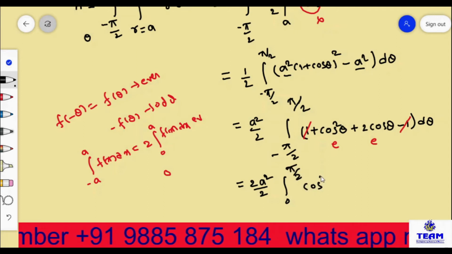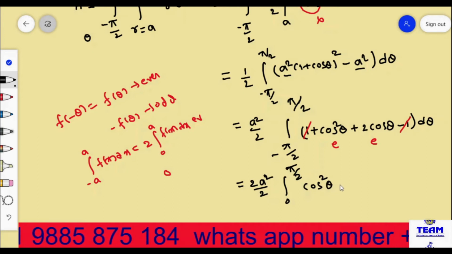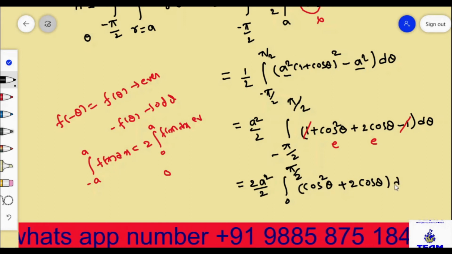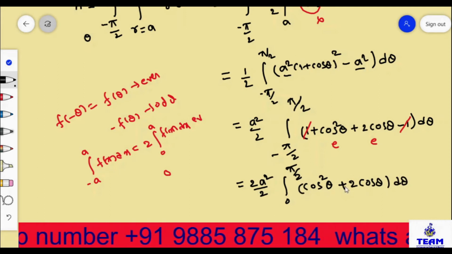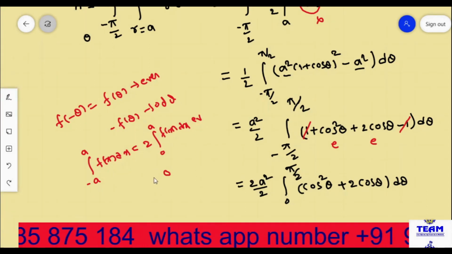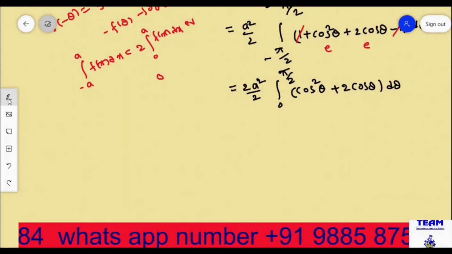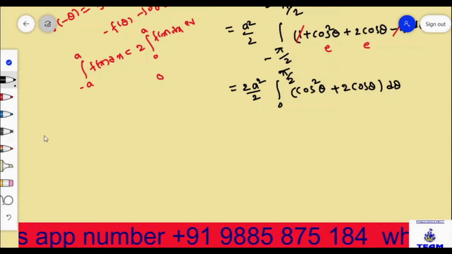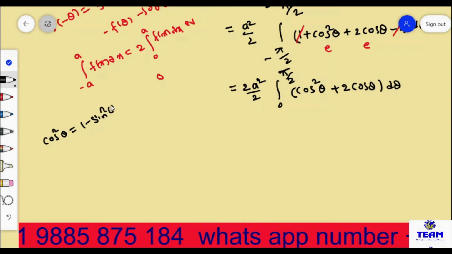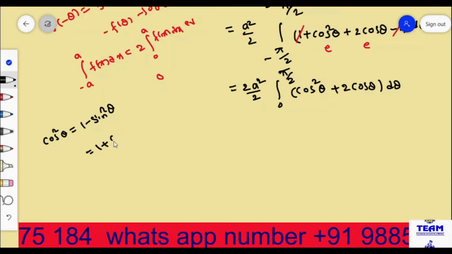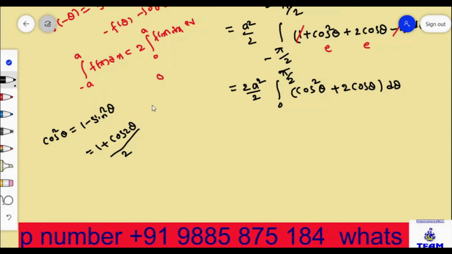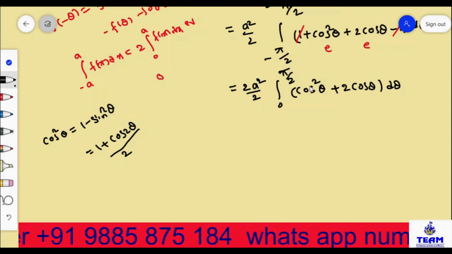Now the integral is cos square theta plus 2 into cos theta into d theta. Now you have to integrate this one. Friends, you can do this in different methods. First, we can use a calculator. Another, you can use a formula. Here cos square theta has the formula 1 minus sin square theta, and one more formula, 1 plus cos 2 theta by 2. Friends, you remember cos square has degree 2. That is why we are unable to integrate it directly.